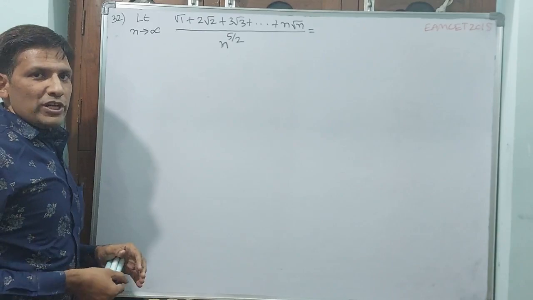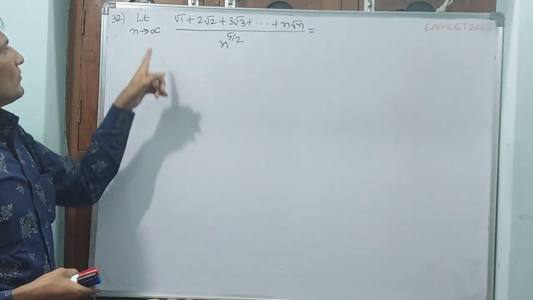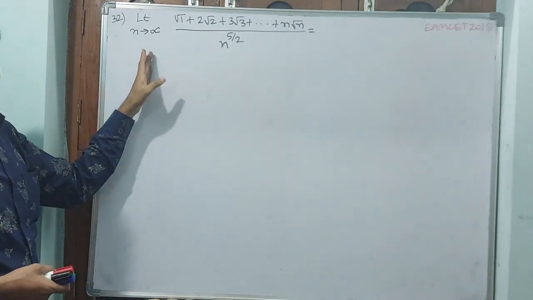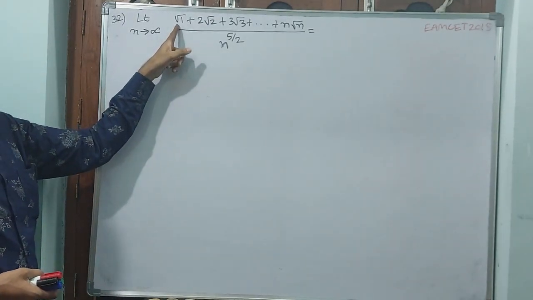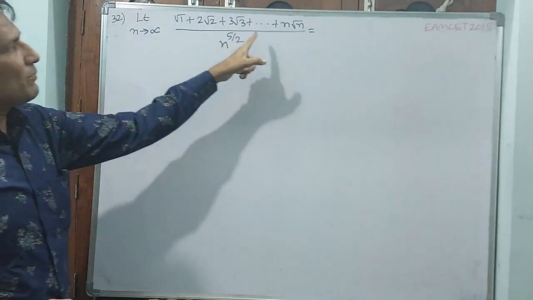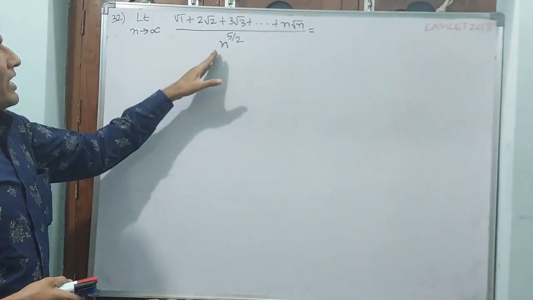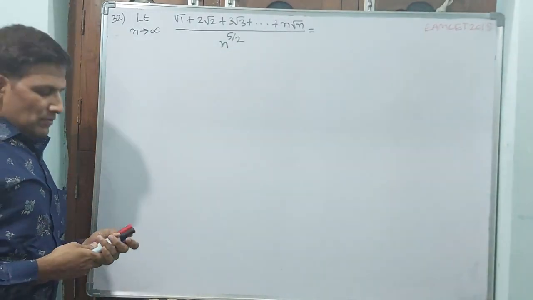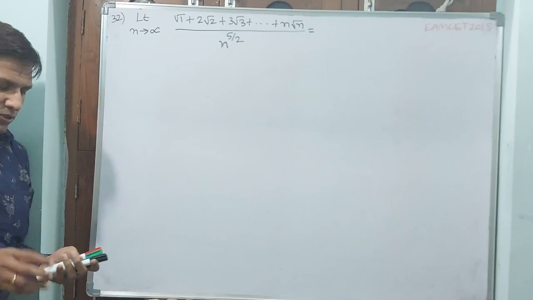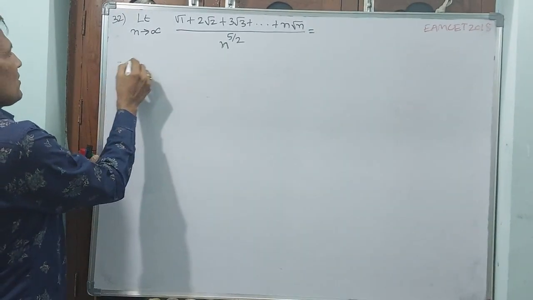See question number 32. Eamcet 2018 question. Good question. Limit n tends to infinity of square root of 1, or 1 into root 1, plus 2 into root 2, plus 3 into root 3, up to n into root n, the numerator, divided by n to the power of 5 by 2. What will be the answer? You have to split this, then you are going to get the answer.